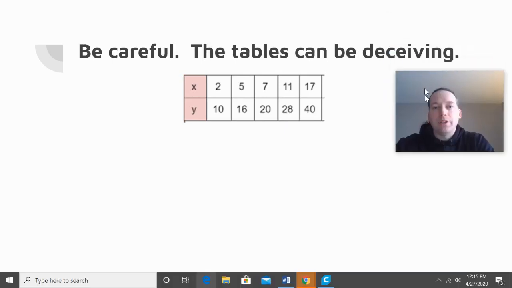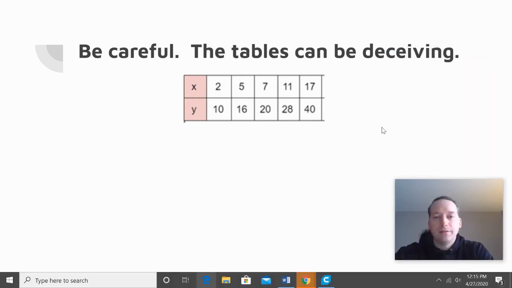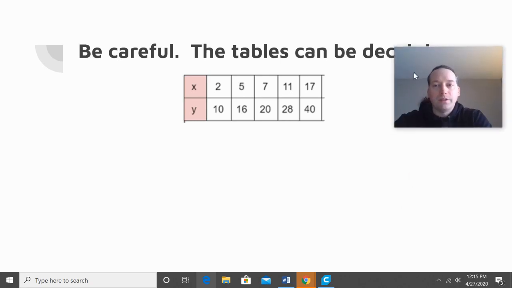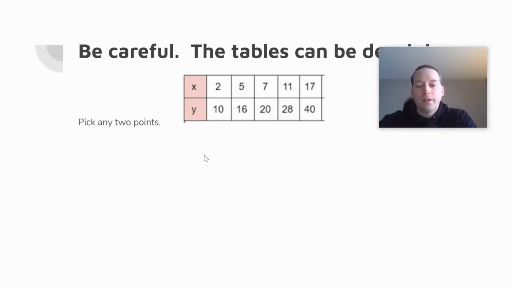Now, you have to be careful because tables can be deceiving. This might be linear, it might not be, but you notice my x's are changing each time. This one goes up by 3, this one goes up by 2, this one goes up by 4, this one goes up by 6. So what? Don't let that bother you. It's the change in y divided by the change in x, and as long as it's consistent, you're going to be okay. You pick 2 points and you're basically finding the slope. If it's a consistent slope, it's linear. If it's not a consistent slope, it's not linear.